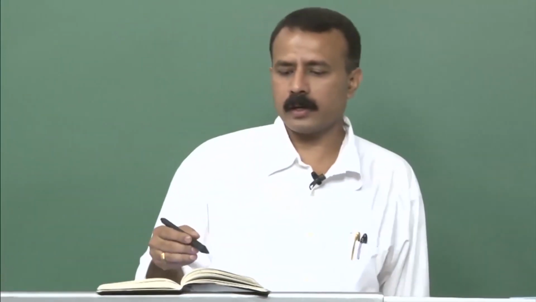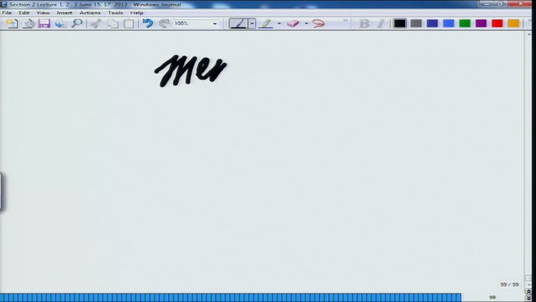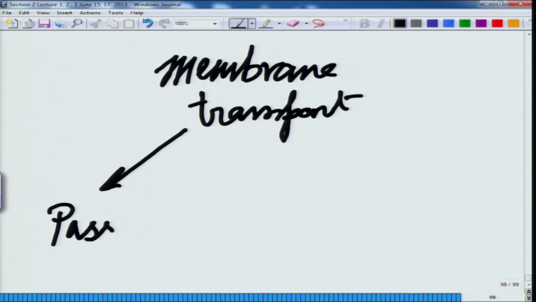So, broadly, let me classify it in terms of membrane transport. If I had to put it like this, membrane transport could fall under passive transport and active transport.